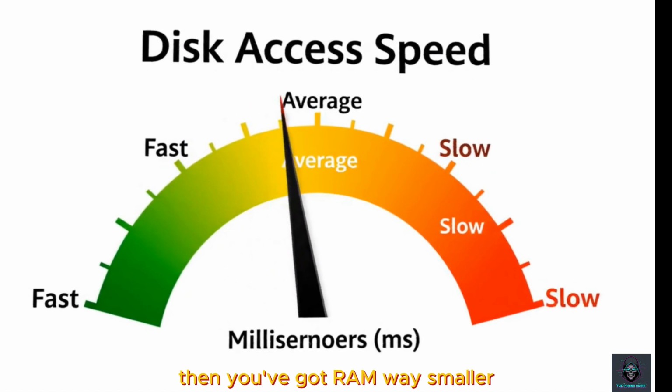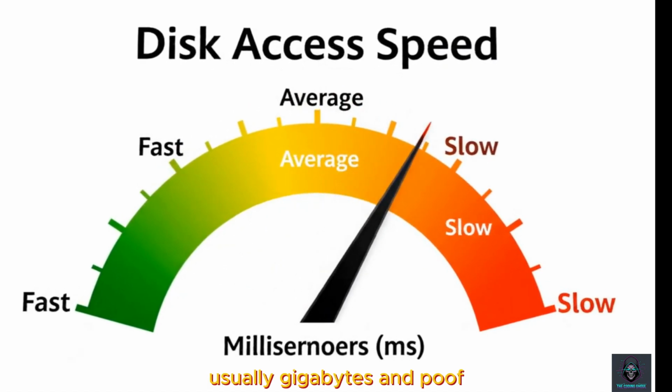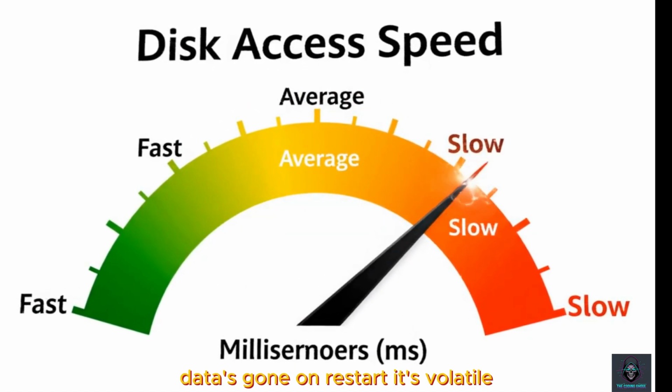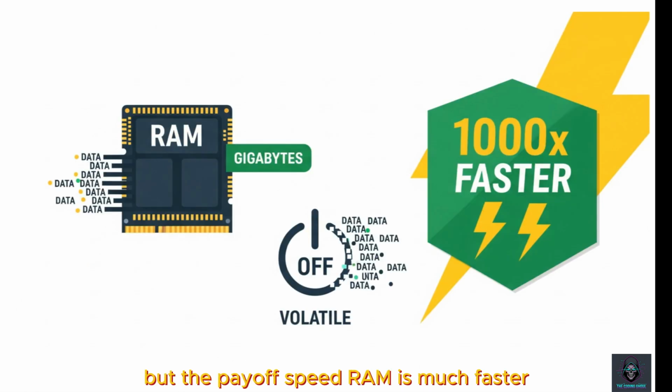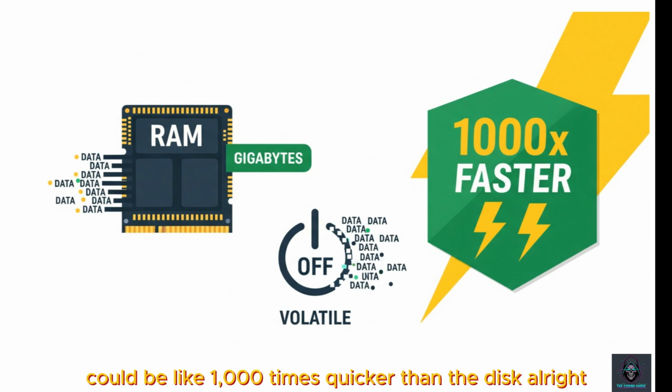Then you've got RAM, way smaller, usually gigabytes, and poof, data's gone on restart. It's volatile. But the payoff? Speed. RAM is much faster, operating in microseconds. Could be like 1,000 times quicker than the disk.